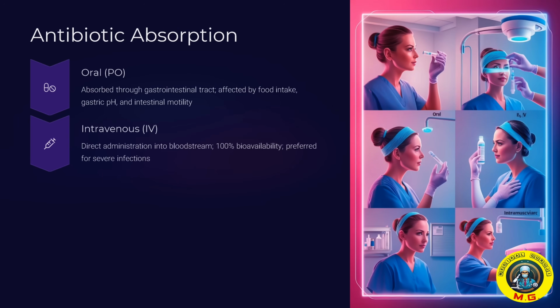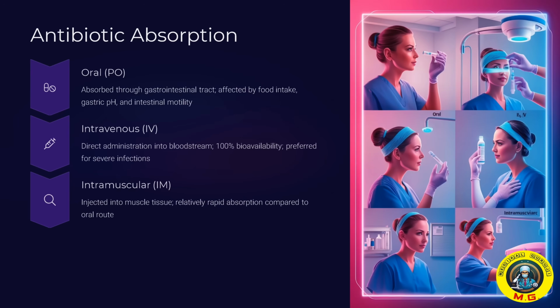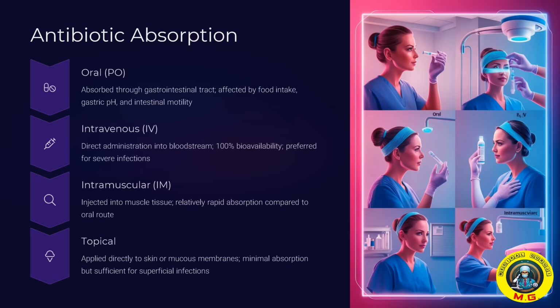Second route is intravenous, that is directly administered into the bloodstream, ensuring 100% bioavailability. This route is preferred for severe infection or when rapid therapeutic levels are required. Third route is intramuscular. Antibiotics injected into the muscle are absorbed into the bloodstream. This route provides relatively rapid absorption compared to oral administration. Fourth one is topical, that is applied directly to the skin or mucous membrane for localized infection. Absorption is typically minimal but sufficient for treating superficial infection.